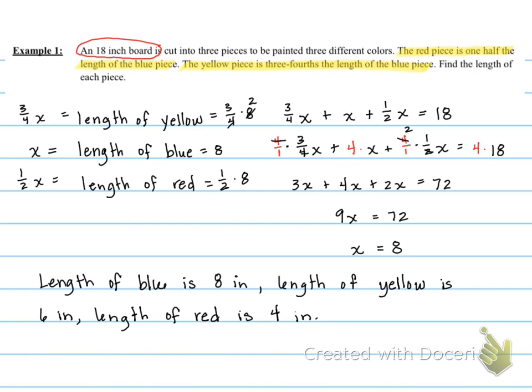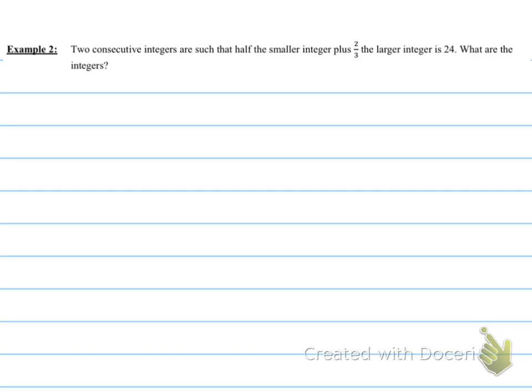Good? Any questions on this one? Okay, let's do another. Okay, we've got two consecutive integers. So I have two unknowns. In words, we're just going to call them the smaller and the larger integer. So smaller.